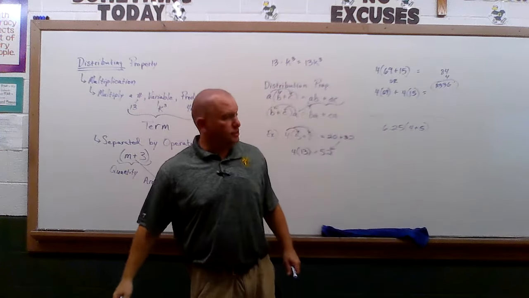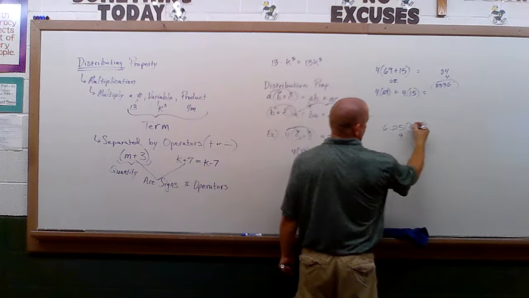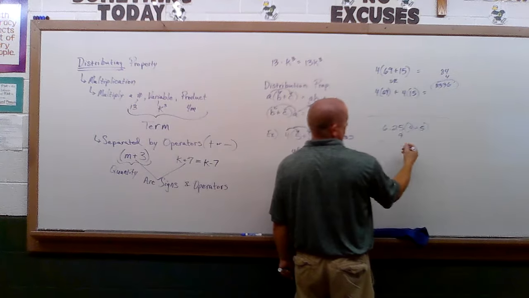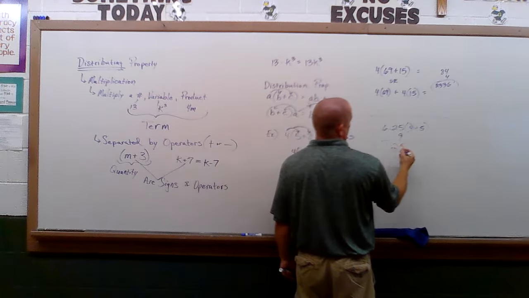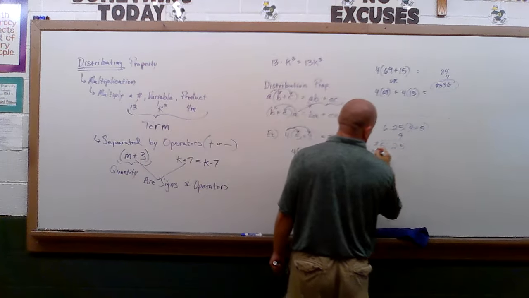So, what are we going to do? $6.25 times 9. 9, really, right? Yeah. You got it, $6.25 times 9 is $56.25.